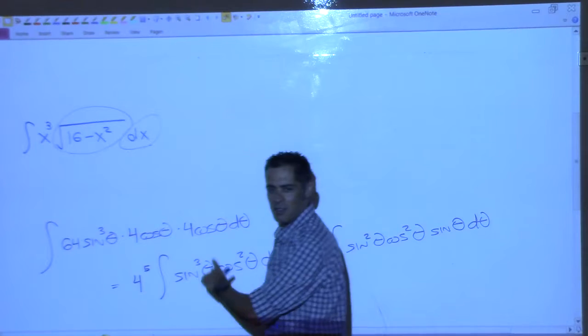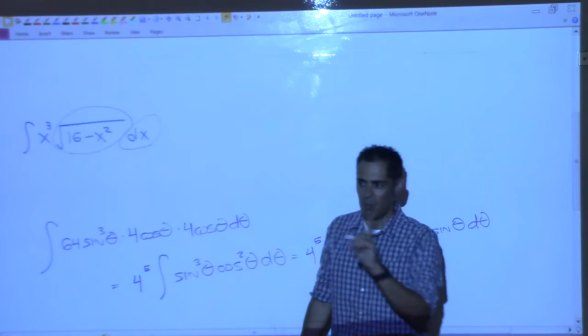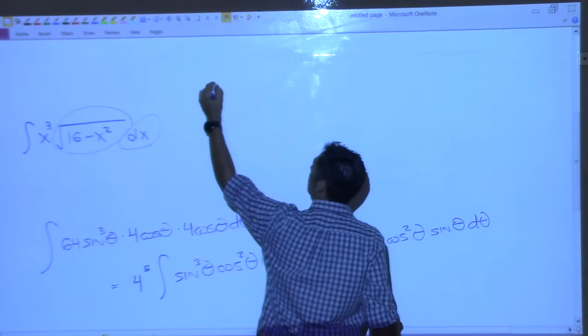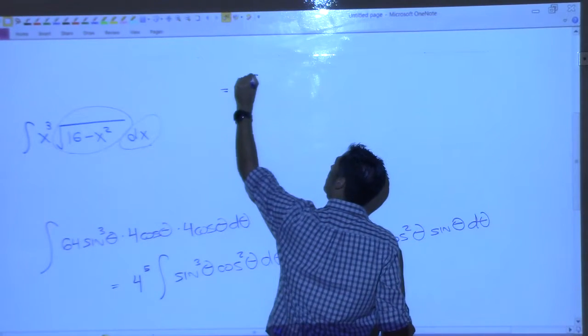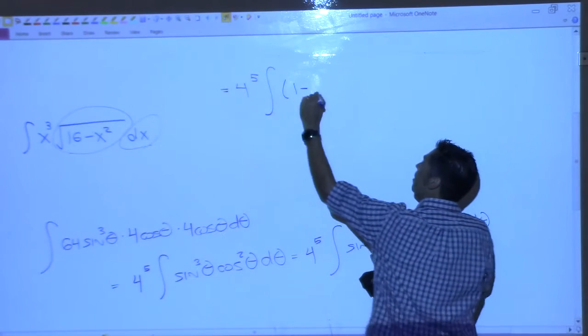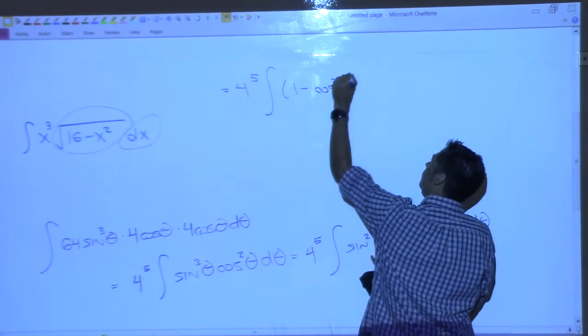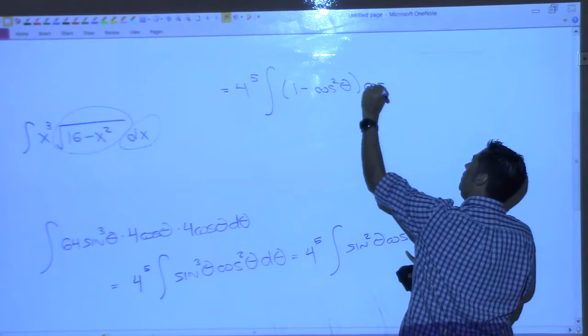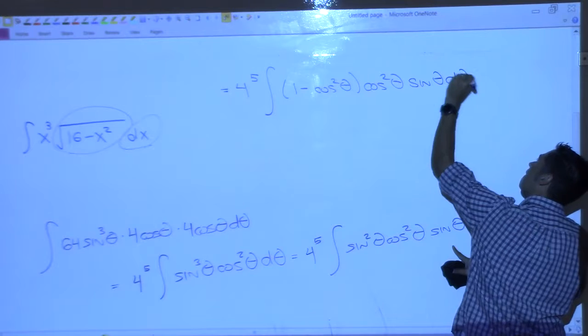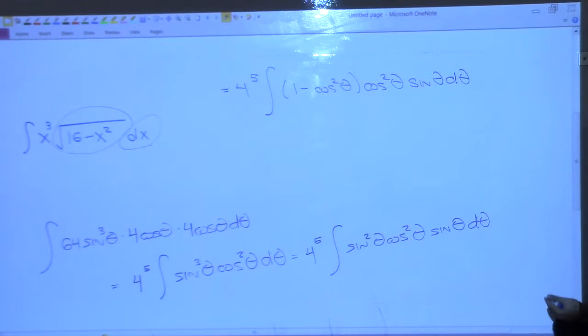I think this way is a little bit harder than the way that I did it initially, right? We're going to get to the same result. Okay, equals 4 to the 5th integral of 1 minus cosine squared theta times cosine squared theta, sine theta d theta, and now our u substitution.